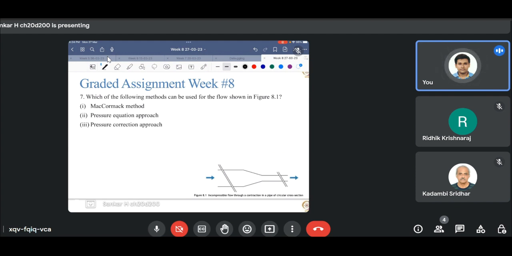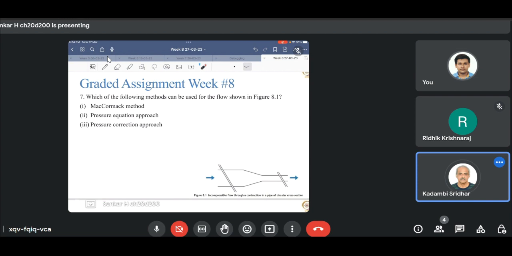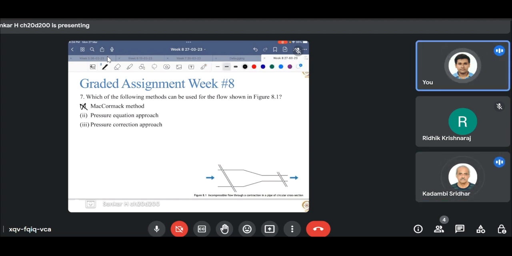Okay, question number 7. Which of the following methods can be used for the flow shown in figure 8.1? First one, McCormack method. Can we use McCormack method for an incompressible flow through a contraction section of a pipe of circular cross section? The answer would be no. We can't use McCormack method here because McCormack method requires a compressible flow, a variation of a density, and we solve for the nonlinear version of it, or the coupled nonlinear version of it, using that.